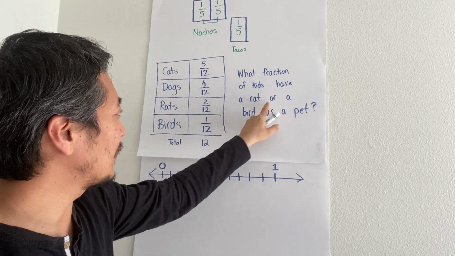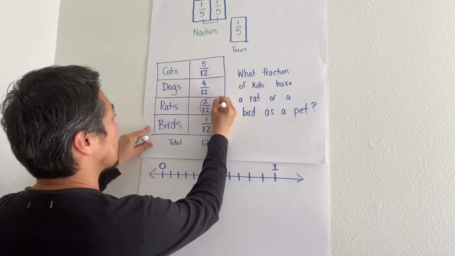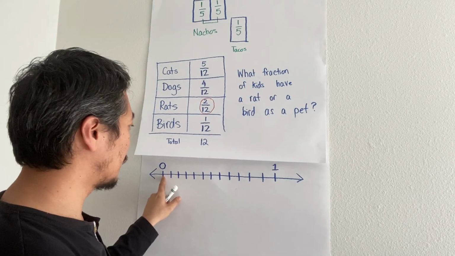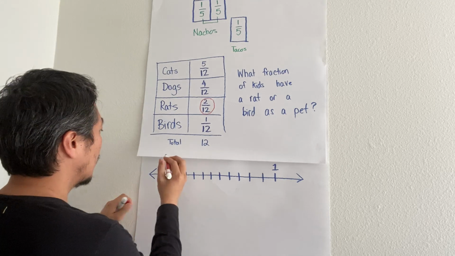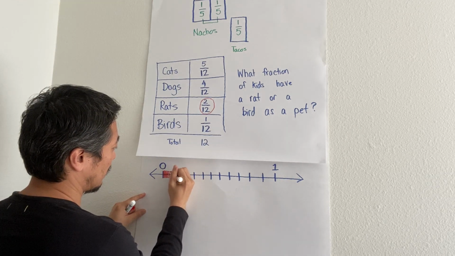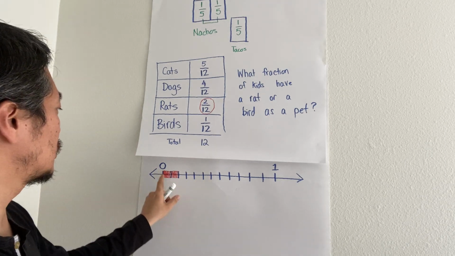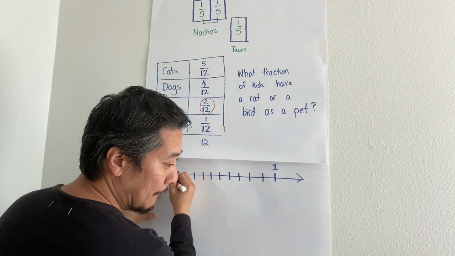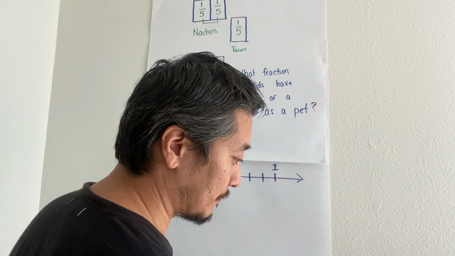What fraction of kids have a rat or a bird as a pet? So I'm going to circle the rats in red. What fraction of kids have a rat as a pet? I have a number line that goes from 0 to 1. I'm going to count 1 and 2. And so I have 2/12 are rats. So I'm going to write, this is 2/12 are rats.